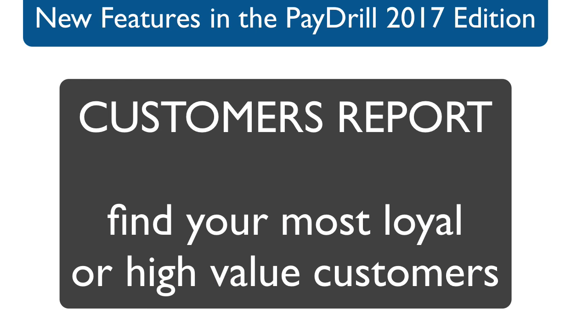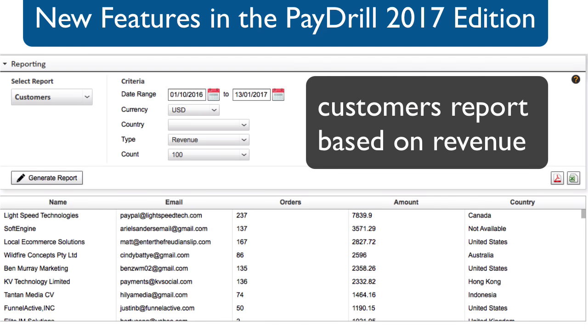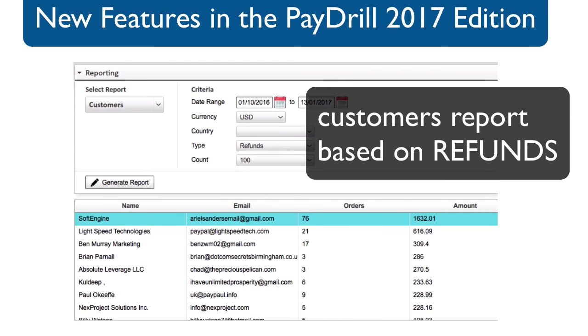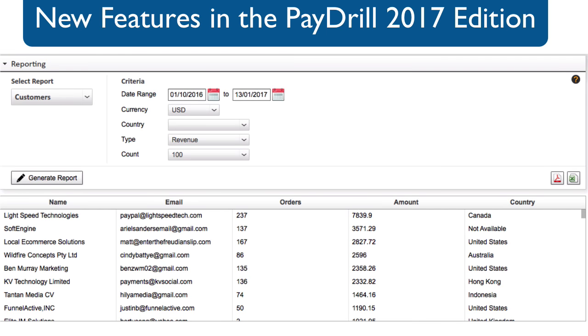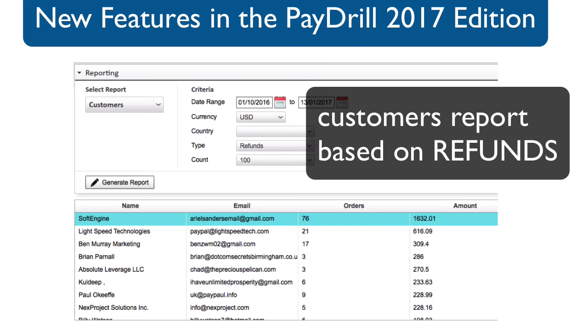A number of our customers wanted to know how they can find their most loyal customers or the worst customers that they had who have had multiple refunds. So now with the customers report, you can generate a list of all those customers in one click. You can see which are your top 100 customers who have bought over and over from you again, and the amount of business that they've brought to you. And you can also see which of your customers have refunded the most. You can probably add them to a blacklist or something.